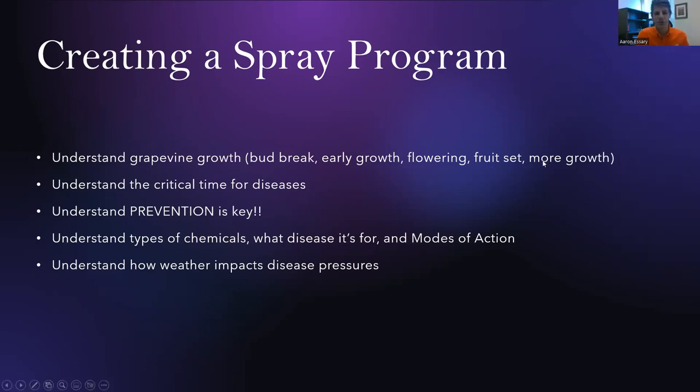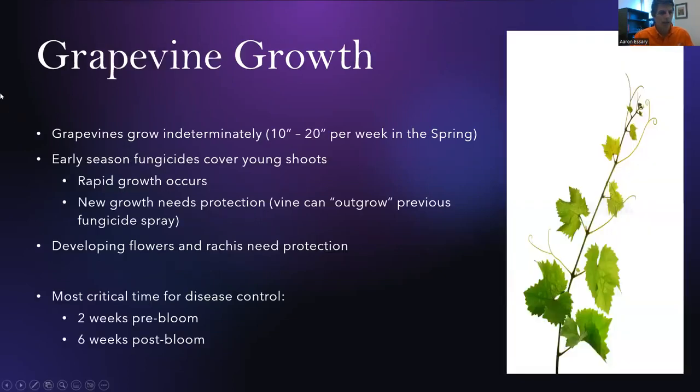And then understand your mode of action and understand how weather impacts disease pressure. So the growth of the grapevine. Grapevines grow indeterminately. Given enough sunlight and water, they'll grow forever. But they usually grow 10 to 20 inches per week in the spring, so that's a good time for diseases.